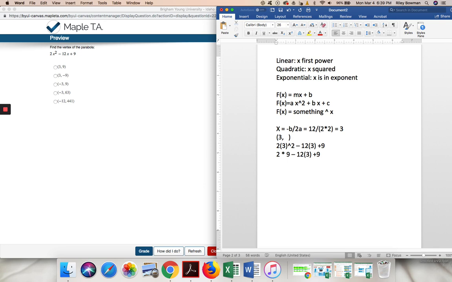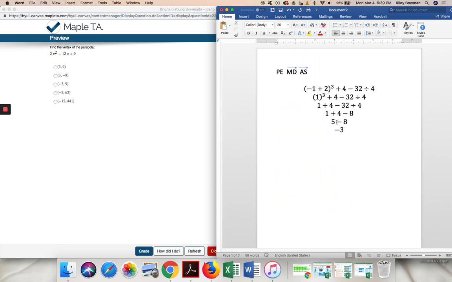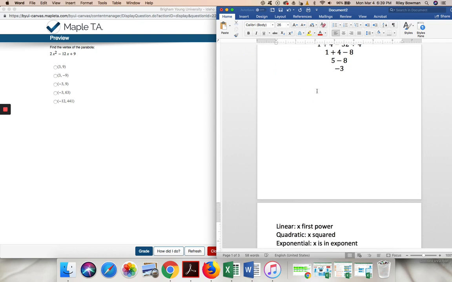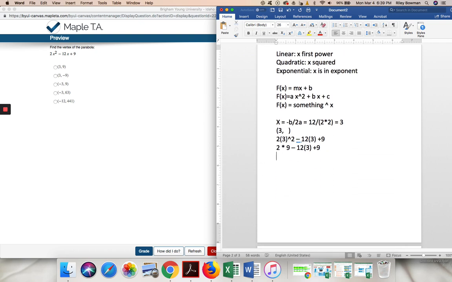PEMDAS, so the next one, please excuse, I did my parentheses and exponent. Multiply and divide is the next one. I think I left that up here. Multiply and divide from left to right, and then add and subtract from left to right. So I'm going to go through multiply left to right. 2 times 9 gives me 18.